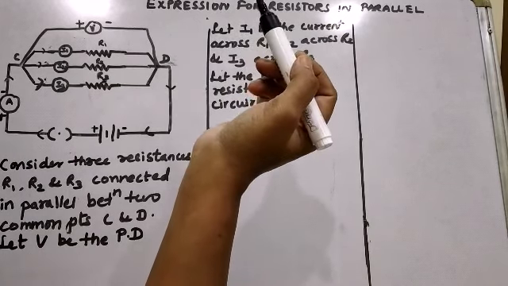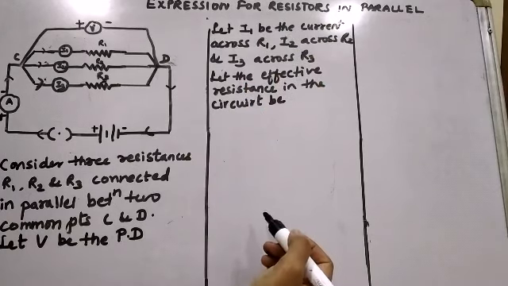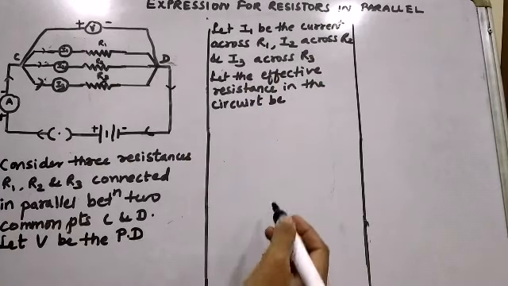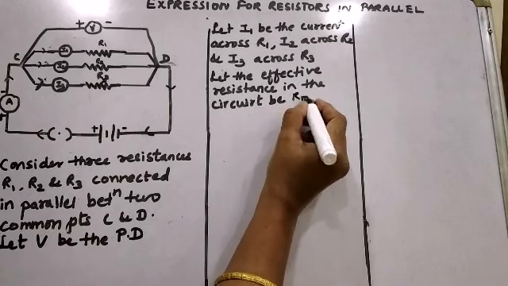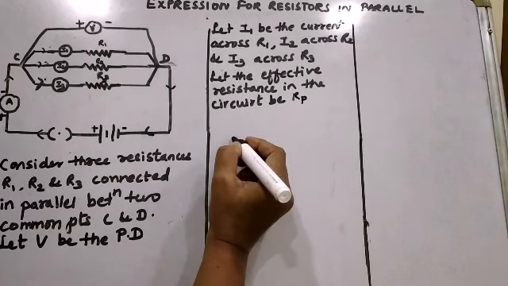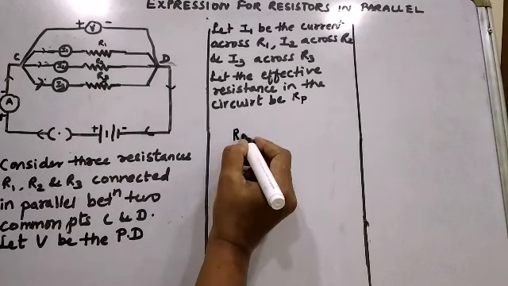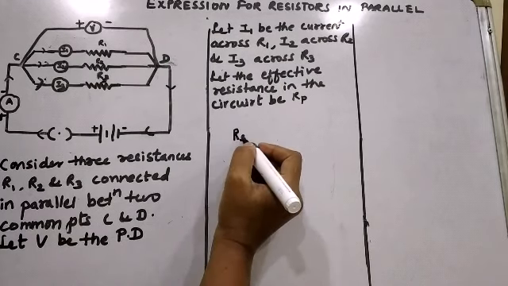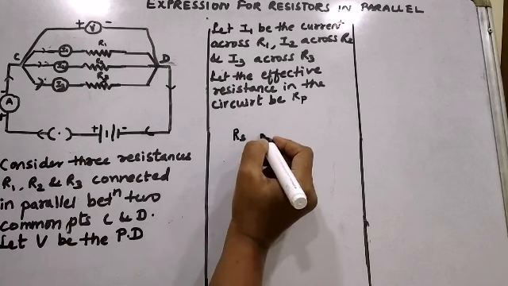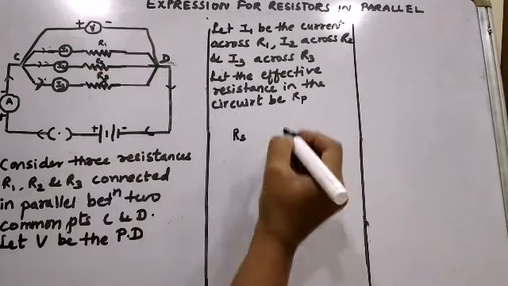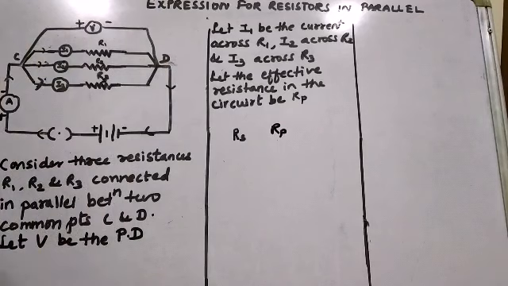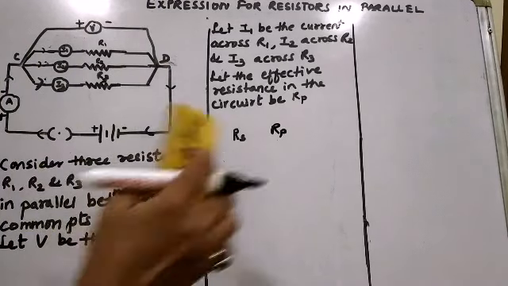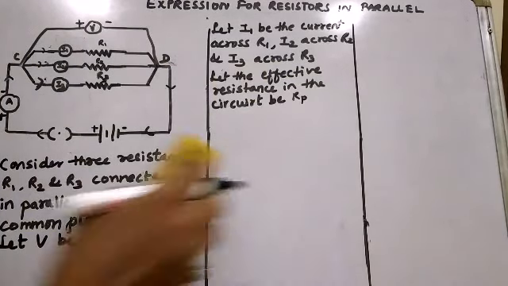Now the effective resistance, that is the total resistance in the circuit, will be represented as Rp. You remember in series combination we said that the total resistance, or the effective resistance, or the equivalent resistance, will be represented by Rs. So in parallel combination the total resistance of the circuit will be denoted by Rp. So let the effective resistance of the circuit be Rp.